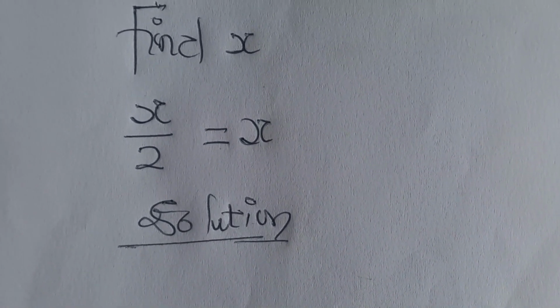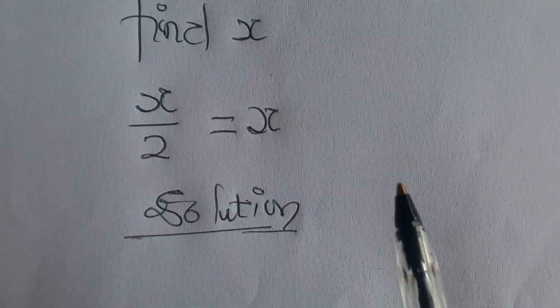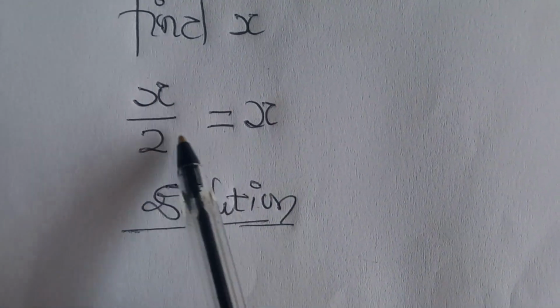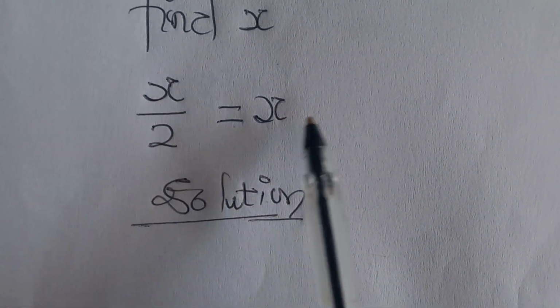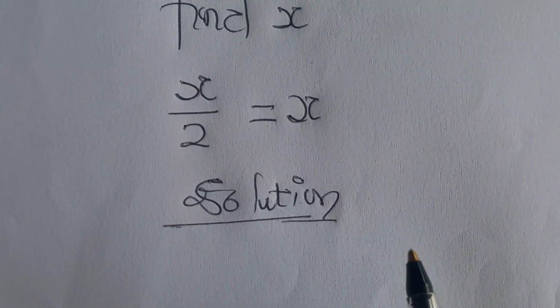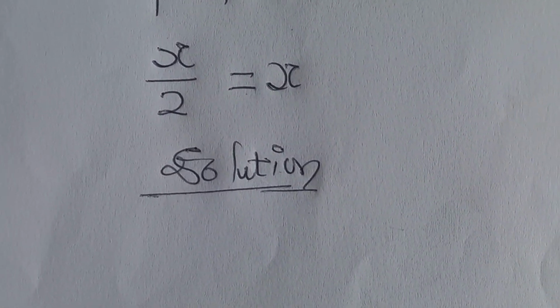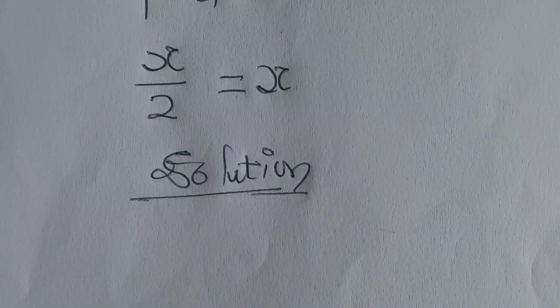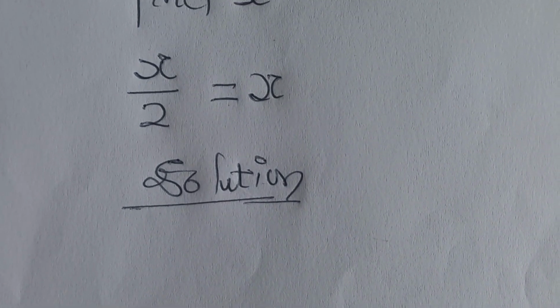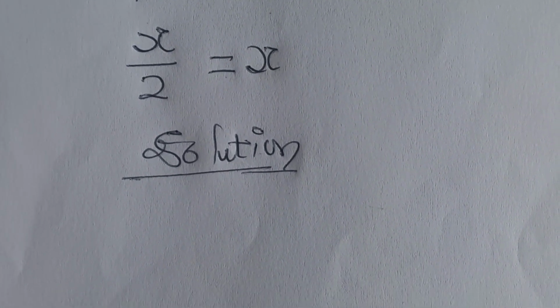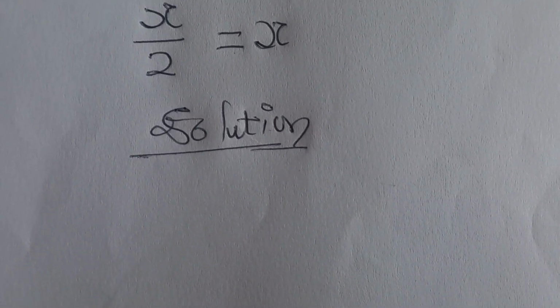So today we are looking at this. To find x from this equation, we have x on 2 is equal to x. This type of question seems to be funny and confusing. A lot of students get it wrong or almost. So let us try to solve it and see.